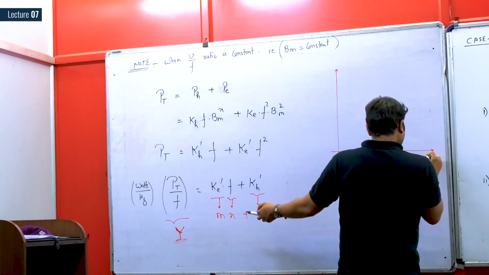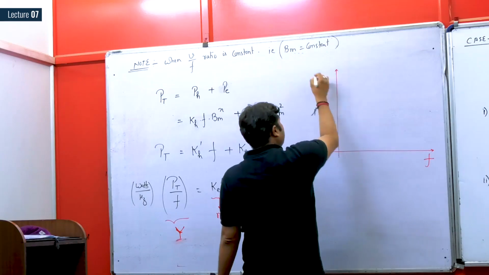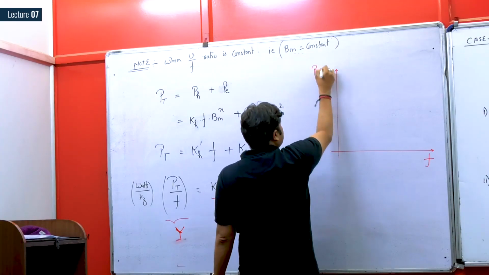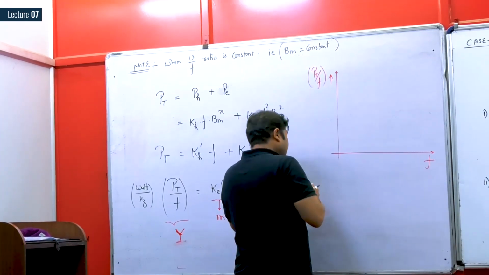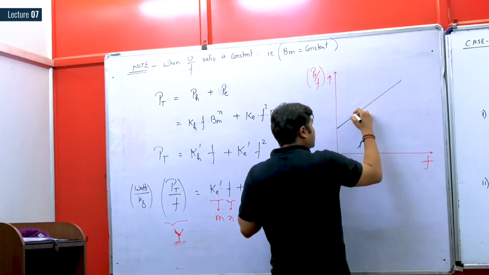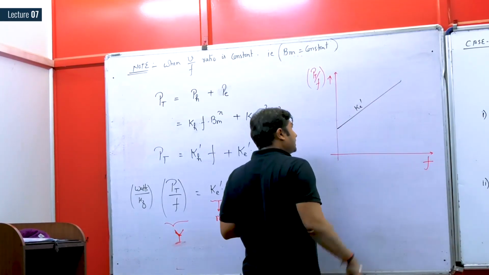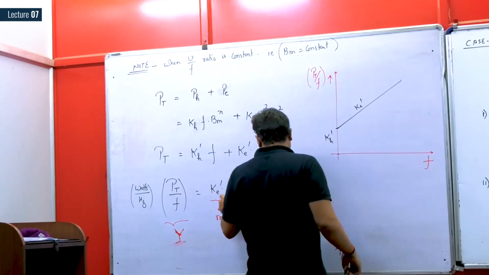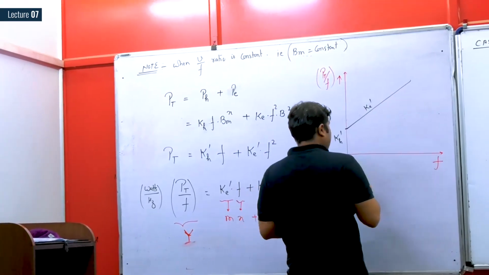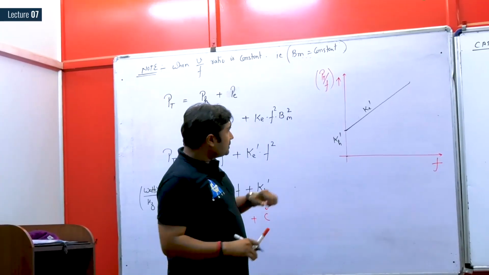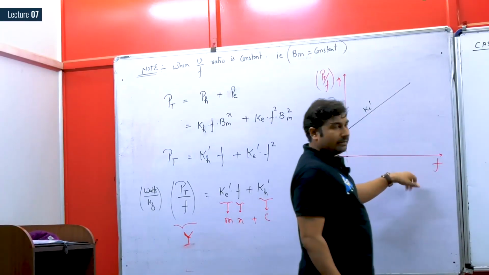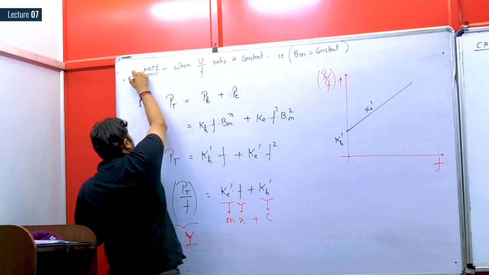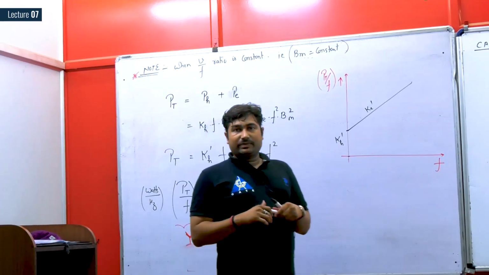So see, if I plot a curve, draw a line between frequency versus watt per hertz, that is Pt by F, you find that it can be represented by a straight line, y equals mx plus c, where m is Ke dash, the slope of this line, and the y-intercept is representing Kh dash. Okay, so once you know one point, you can find any other point. This is very important, keep it in mind that this condition is true when V by F ratio is constant. It can be represented by a straight line.